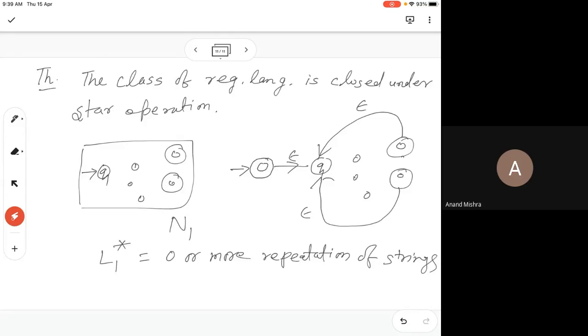Very simple. And the reason the first state is an empty-string state is that you have 0 or more repetitions of strings, so this is 0 repetition of the string. Connect F1 to Q1 using null. I'm not going to prove this formally, but you can try constructing it, because you have N1 given, you need to construct N, and that's not very hard.